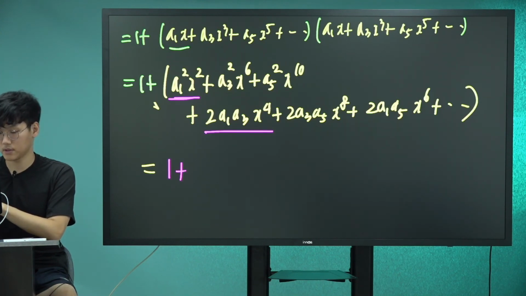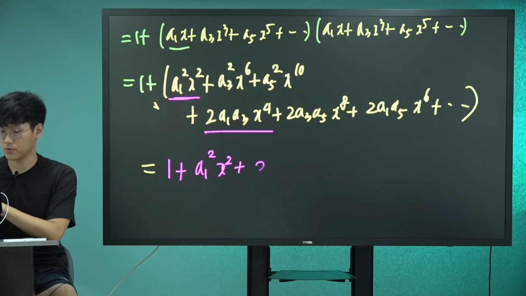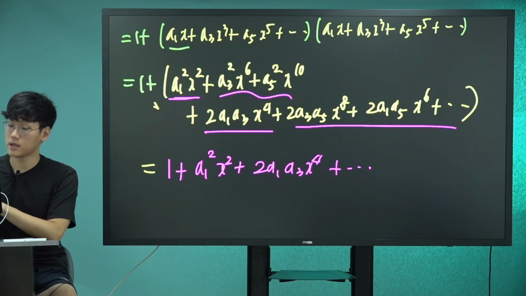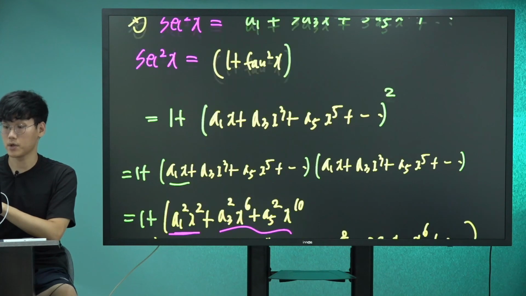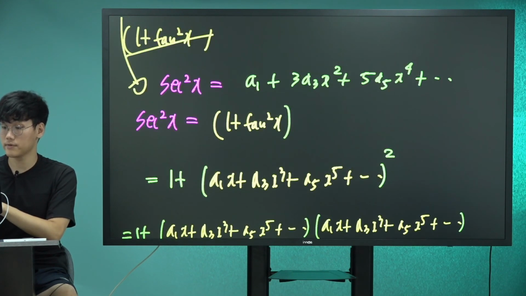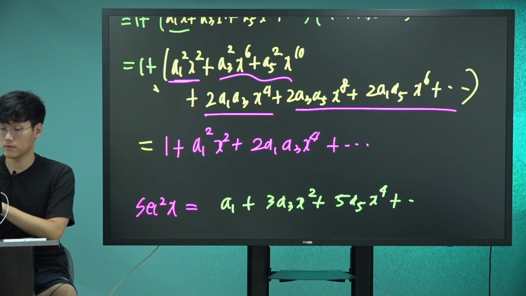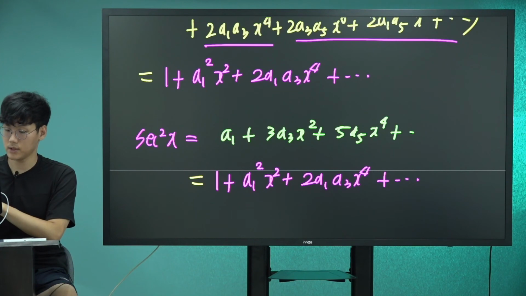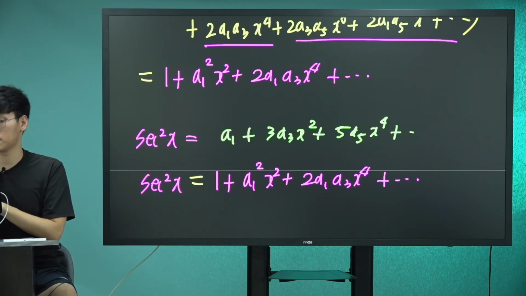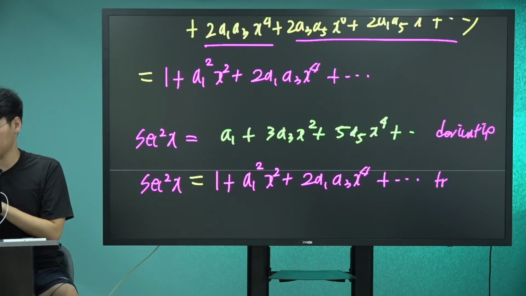So I'm going to have 1 plus a1 squared x squared plus 2 a1 a3 x to the power 4. And the rest I'm just going to drop. So we have two expressions for the secant squared. We have the secant squared derived by the derivative, and then we have the secant squared derived by using the trig identity. Okay. So this is by using the derivative, and this is by the trig identity. Okay.